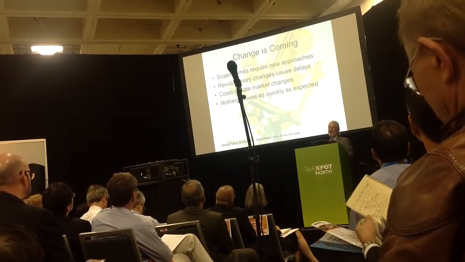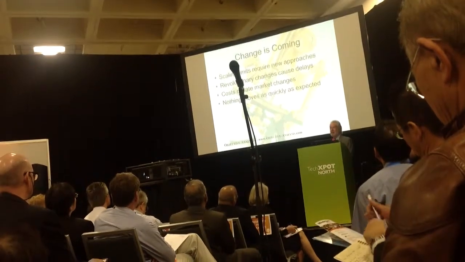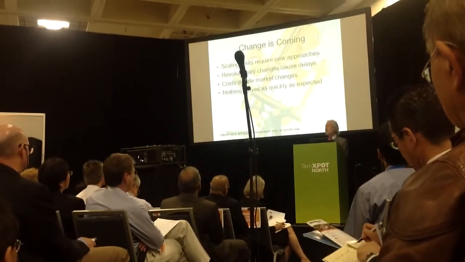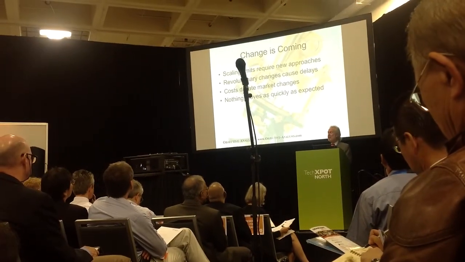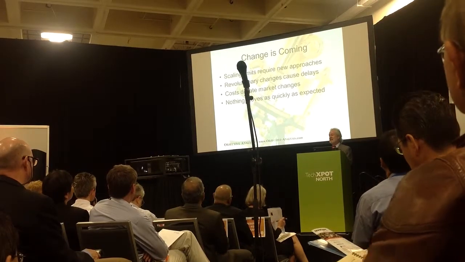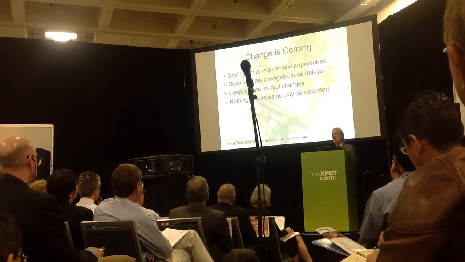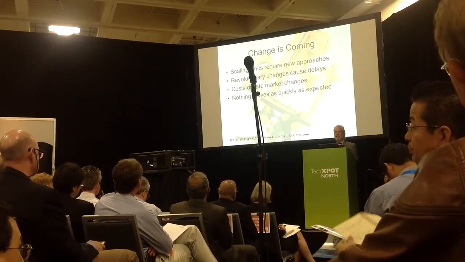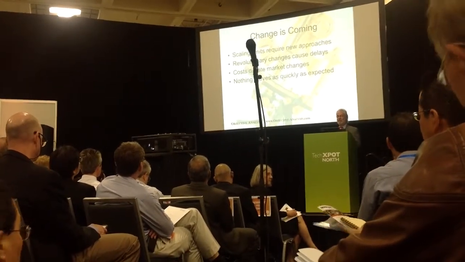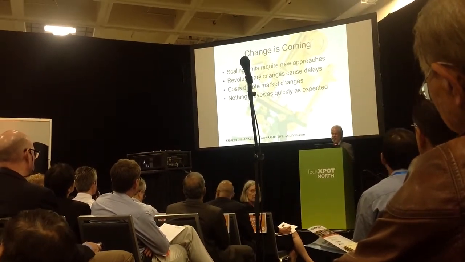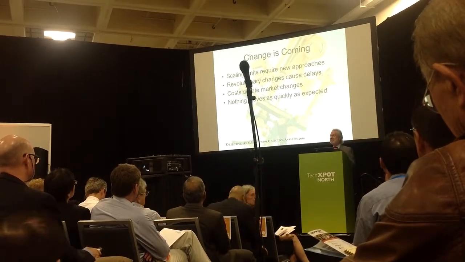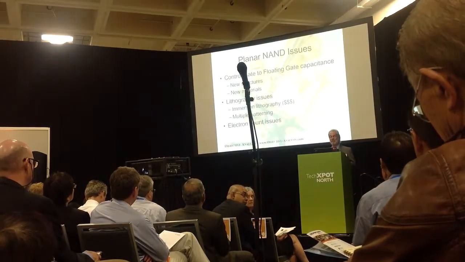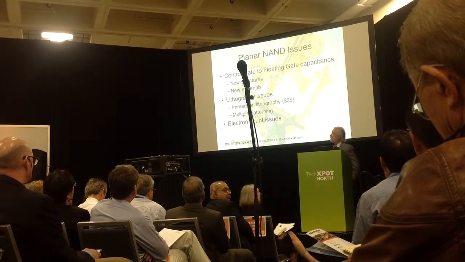So what I'm going to talk about is that there is going to be change, because of the fact that there's scaling limits I talked about, we're going to have to use some new approaches. We're at a time of change right now. Revolutionary changes cause delays. Nobody anticipates these delays, and I'll talk to you a little bit about what has caused delays in the past, what's going to cause delays in the future, and what the effects are going to be of those. Costs, once again focusing on costs, they dictate the way that the market changes, and nothing ever moves as quickly as expected.